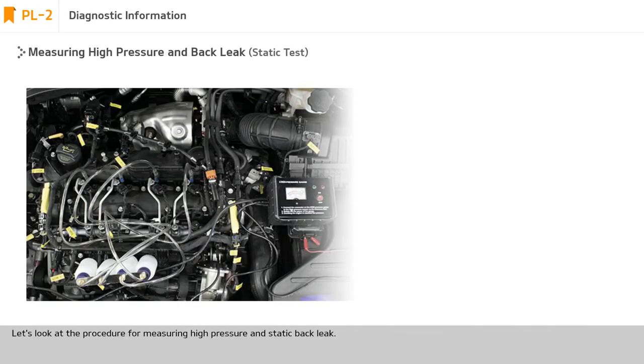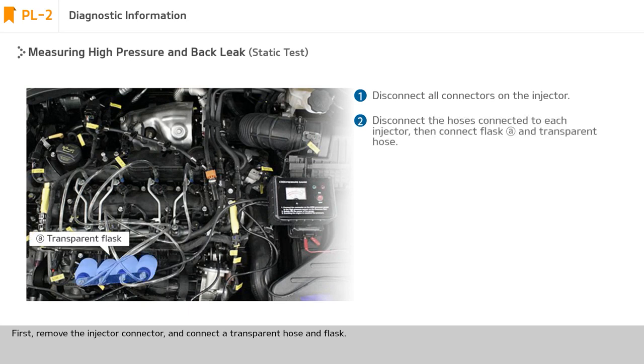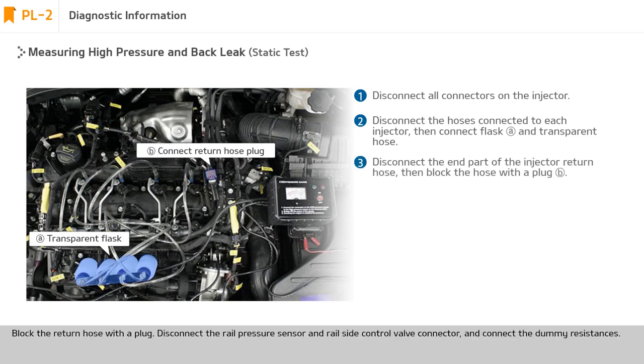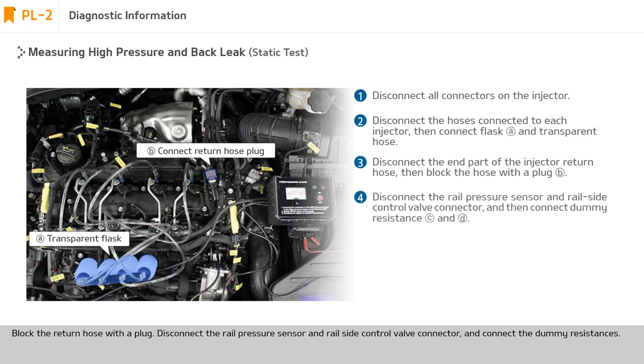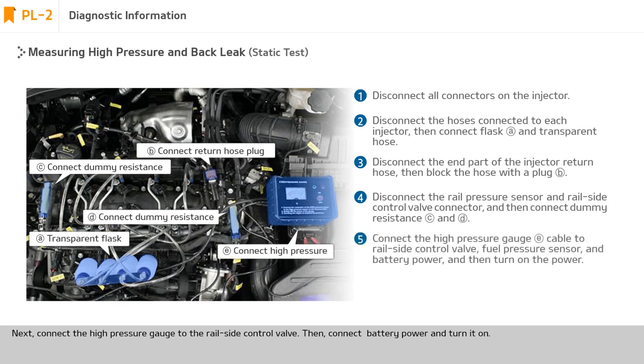Let's look at the procedure for measuring high pressure and static back leak. First, remove the injector connector and connect a transparent hose and flask. Block the return hose with a plug. Disconnect the rail pressure sensor and rail side control valve connector and connect the dummy resistances. Next, connect the high-pressure gauge to the rail side control valve.